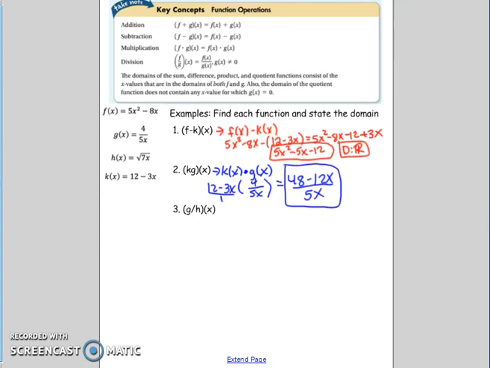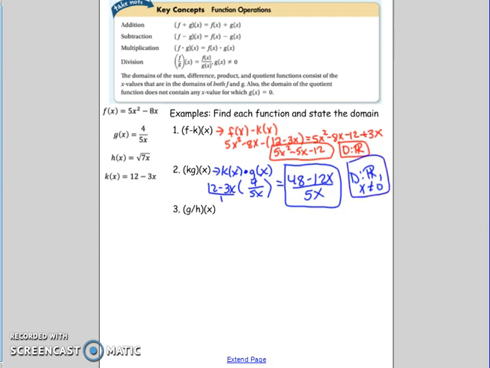Okay, so when we find the domain, we want to find the domain of the resulting function. So the boxed function is a rational. So we look at the denominator and we say it's all real numbers except what makes that denominator 0. So in this case, it would be domain is all real numbers except x cannot equal 0.